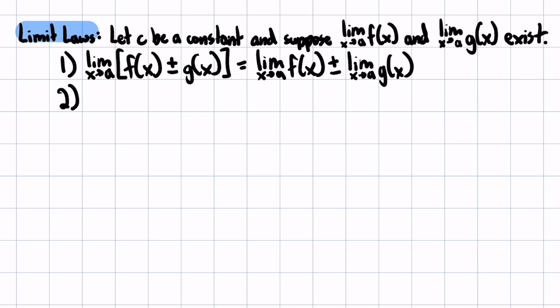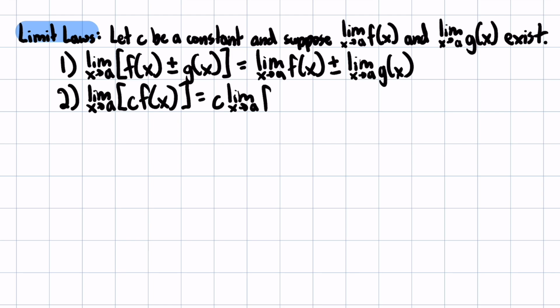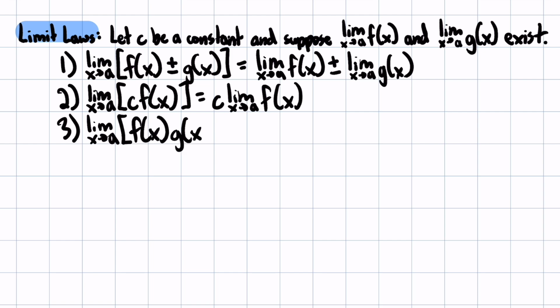Next, we have a constant multiple, and so this is going to be the limit as x approaches a of c times f of x, and what we're actually able to do here is just pull the c outside of the limit. So this becomes c times the limit of f of x. Next, we're going to be doing the product of the functions, so the limit of f of x times g of x. Here, similarly to the sums and differences, we can just separate this out to be a product of the limit of f and the limit of g.